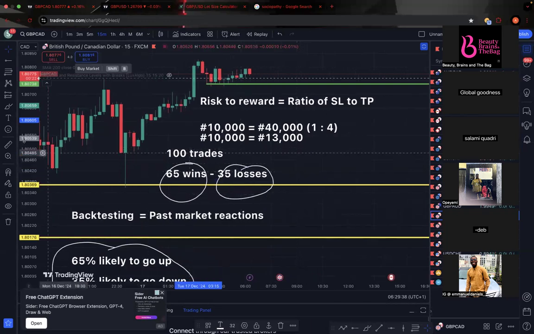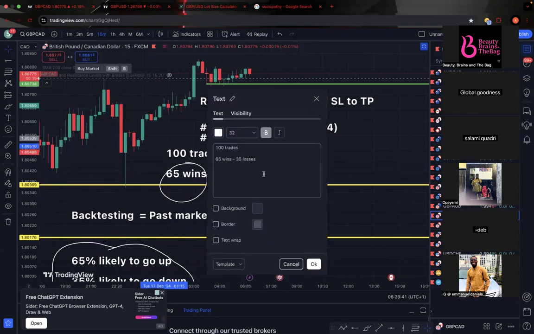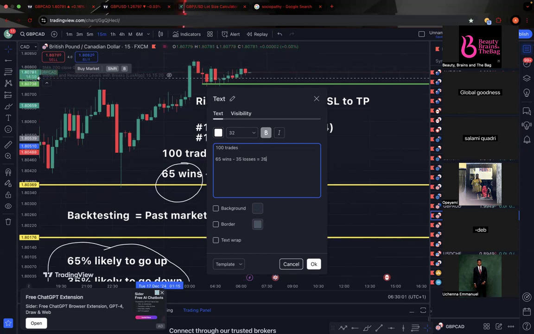Because if we assume that we use 1% per trade on all these trades that we took here, and our reward is 4 times our risk, that basically means the 65 points we had would have given us 65 times 4, which is 260% profit. Then I'm going to subtract the 35 losses from it, and you have 225% profit.